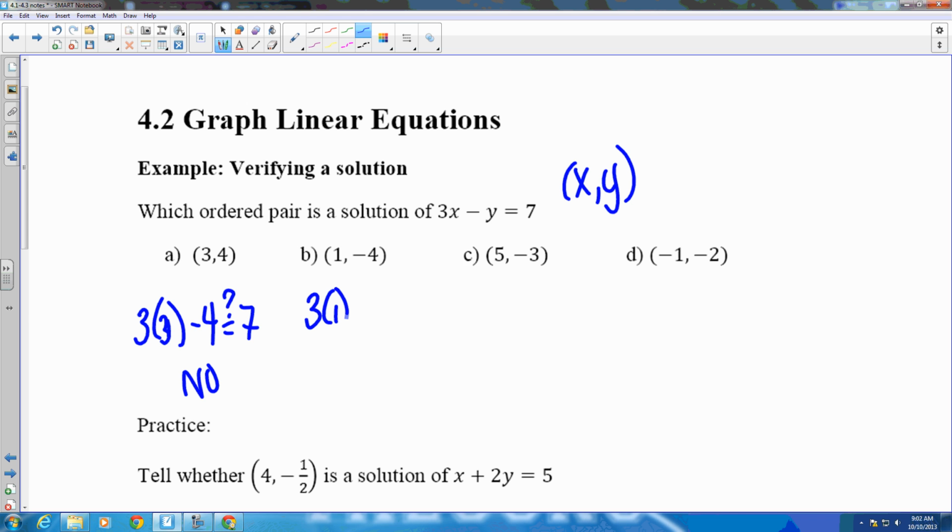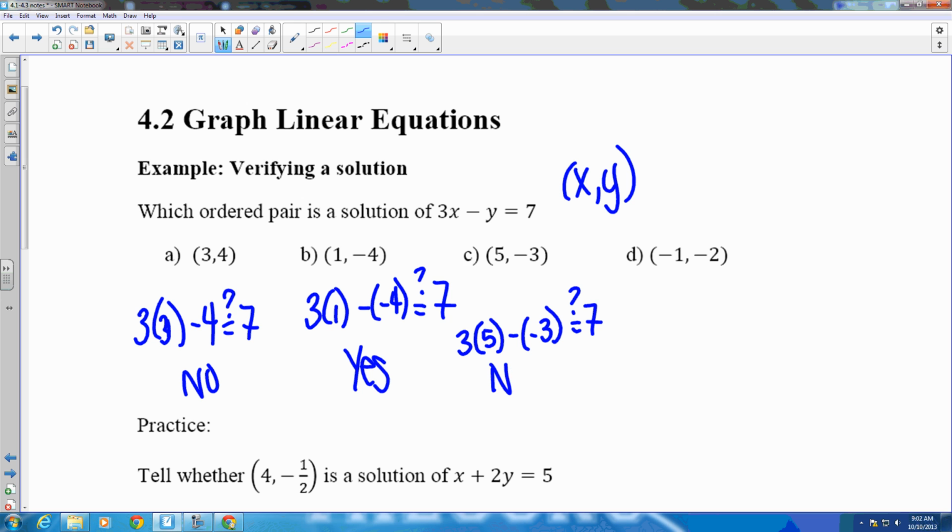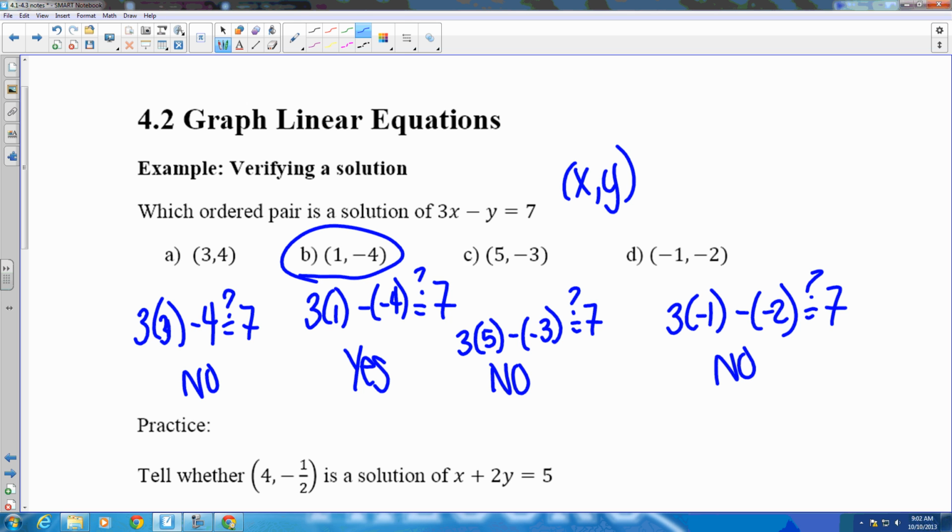3 times 1 minus negative 4. Is that equal to 7? Yes, it is. 3 times 5 minus negative 3. Is that 7? No, that's 18. And last one, 3 times negative 1 minus negative 2 is negative 1. So it's not equal to 7. No. So our ordered pair that is a solution is B, 1, negative 4.